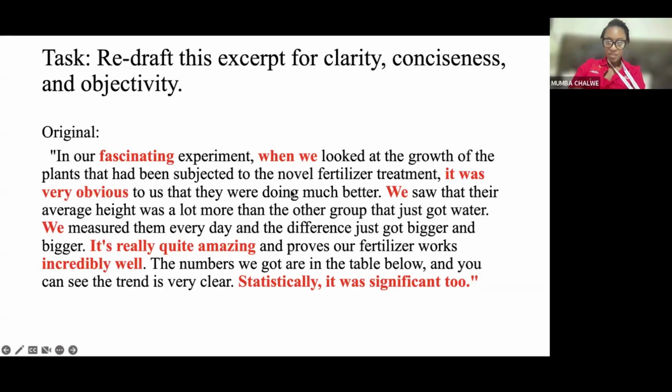So what about the stuff highlighted? Do we think it's objective? What about objectivity and conciseness? Is it objective and concise? You can see there, their experiment was fascinating. They looked at the growth. These are amazing researchers. They grew the plants faster and faster. It's got bigger and bigger. It's quite amazing.